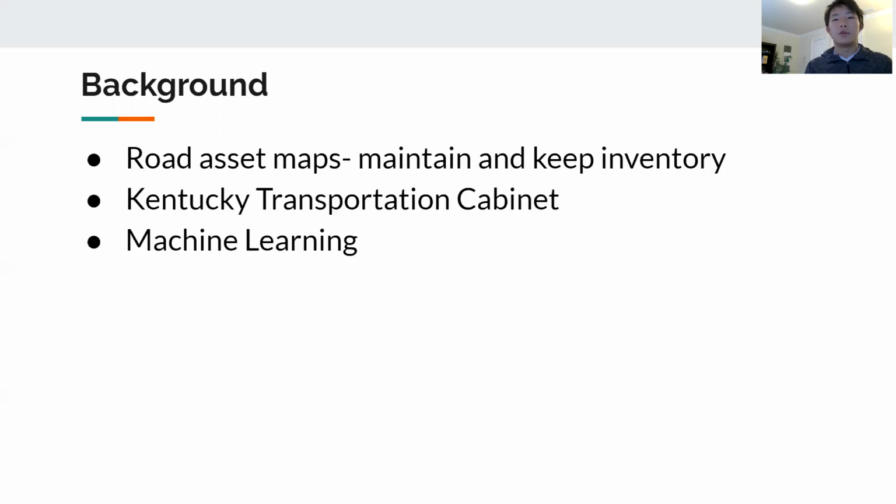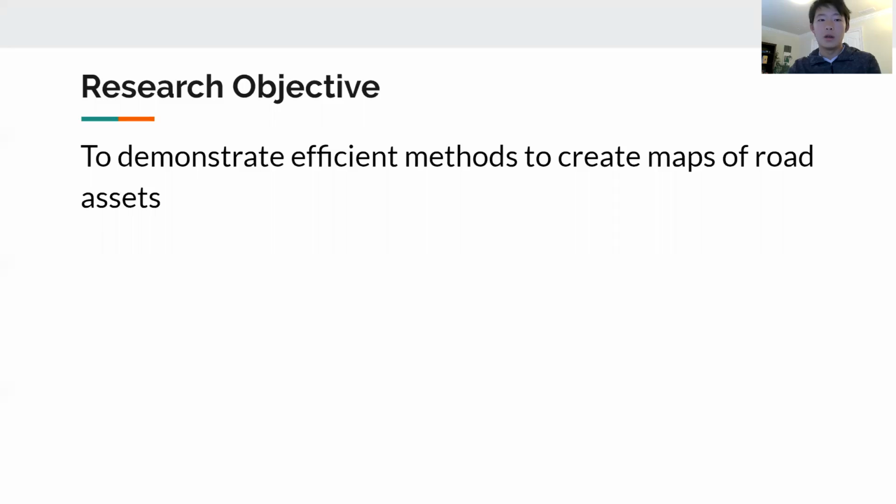My project involved using machine learning models to help efficiently map road assets. Machine learning is a new idea in computer science that involves algorithms that learn and improve from experience without explicitly being programmed to. However, in order to do so, machine learning requires a large data set from which the model can train on. So the purpose of my project was to demonstrate efficient methods to create maps of road assets.